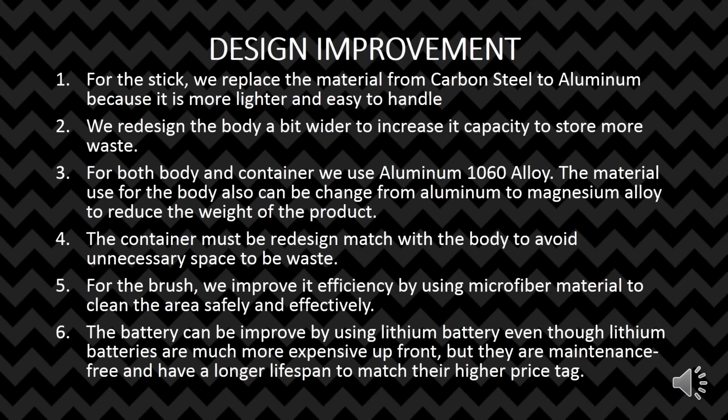Okay, the second one is we redesign the body a bit wider to increase its capacity to store more waste. Okay, for the next one, for both body and container, we use aluminium 1060 alloy. The material used for the body can also be changed from aluminium to magnesium alloy to reduce the weight of the product. Okay, for the container, after we redesign the body, we must redesign the container also to match with the body to avoid unnecessary wasted space.